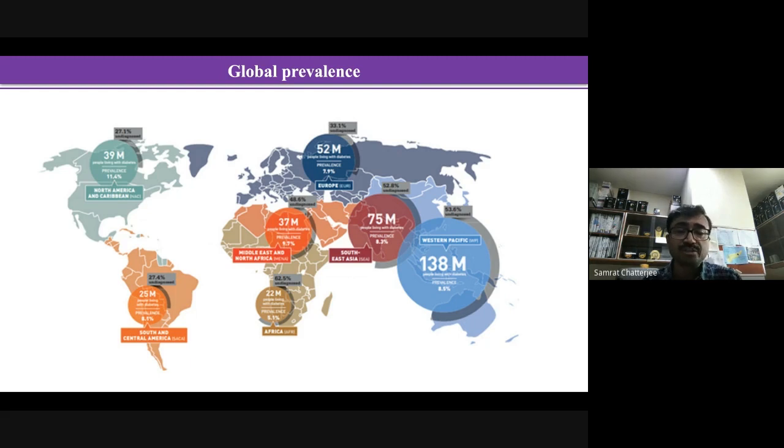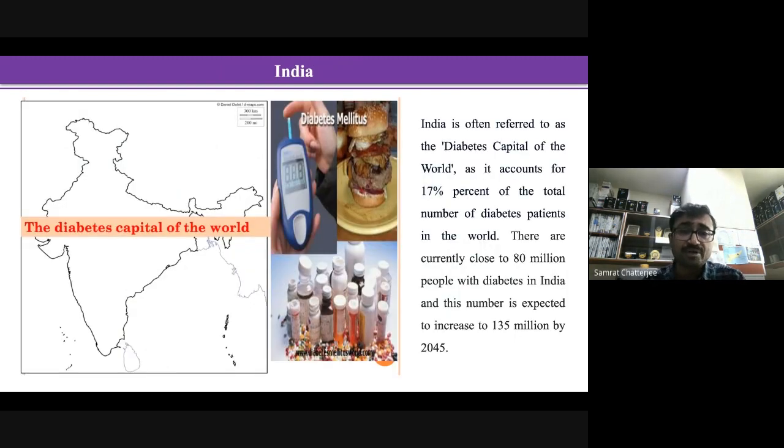So diabetes is one of the very important diseases in today's world, in the sense that it is a slow killer and silent killer. I will show you how it does it. And it is actually increasing all over the world. In fact, in India, people are saying that India is the diabetic capital of the world. So it has almost 17% of the total number of diabetic patients in the world. There are currently close to 80 million people with diabetes in India, and of course this number is going to increase a lot in future.